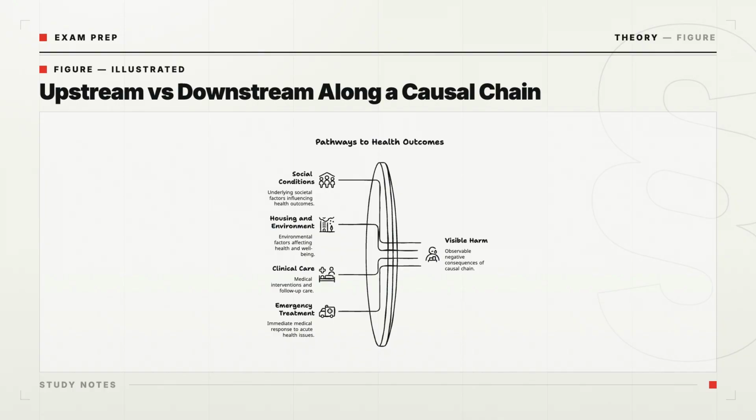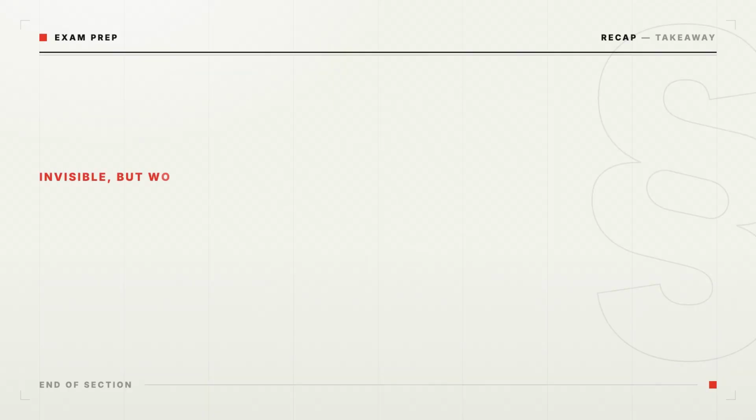That is a different idea from primary prevention, which is about timing, not distance. A vaccine is primary prevention but sits fairly close to downstream. A screening program is secondary prevention, yet can still be upstream of death.